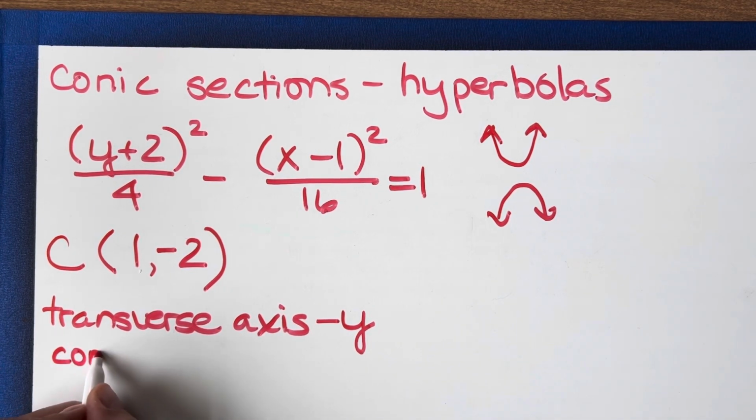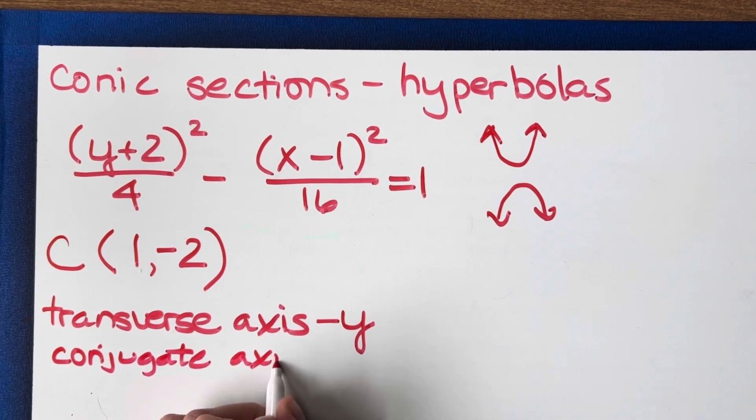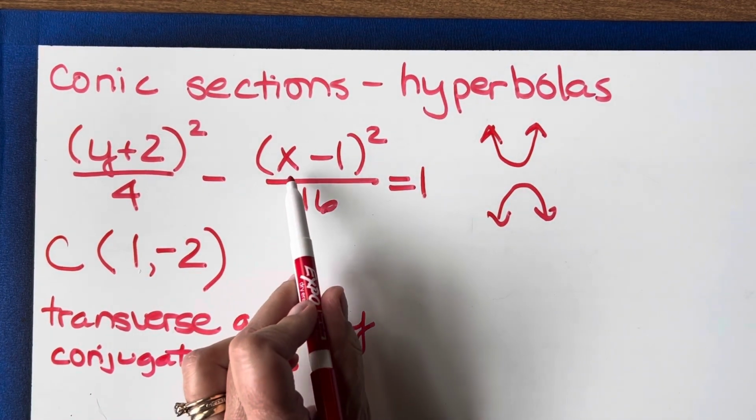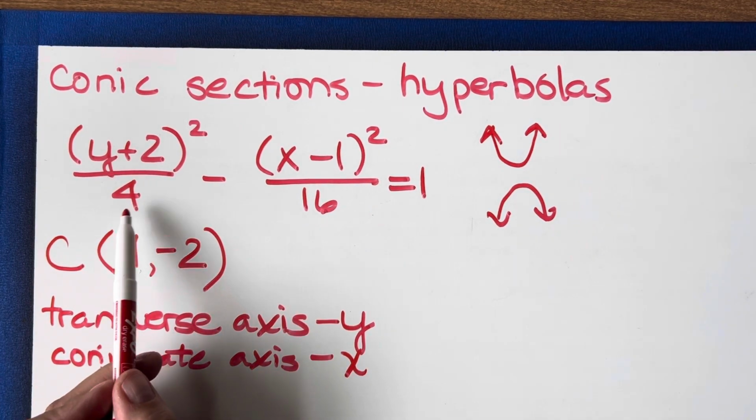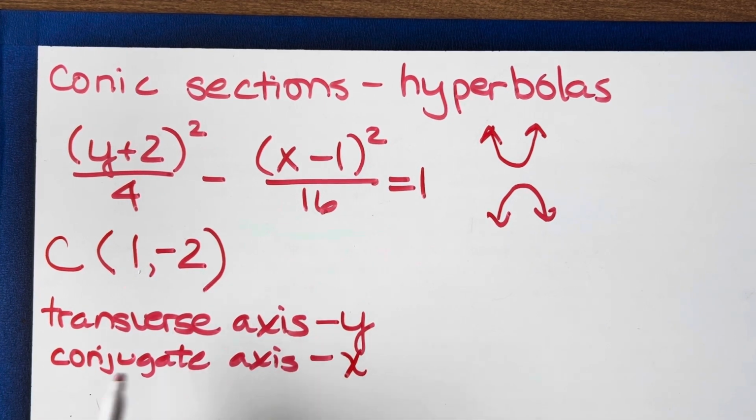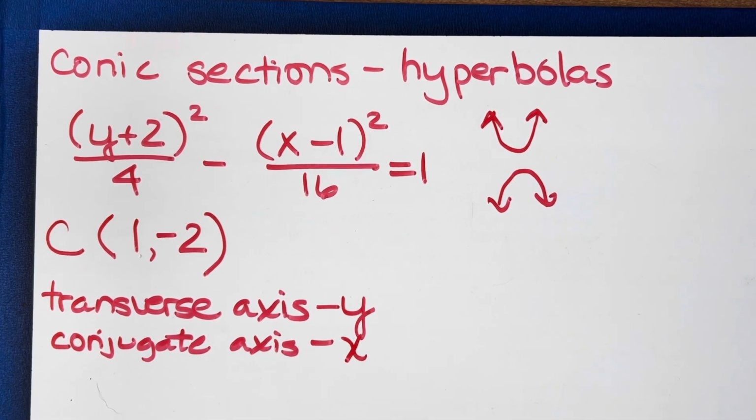The other axis is called the conjugate axis, and that's the axis that comes second. So in this case, it would be the x. And I still do need these values that go with the transverse and the conjugate axis so that I can figure out how wide and where to position my hyperbola, which we'll get to in just a moment once we find a few other values.